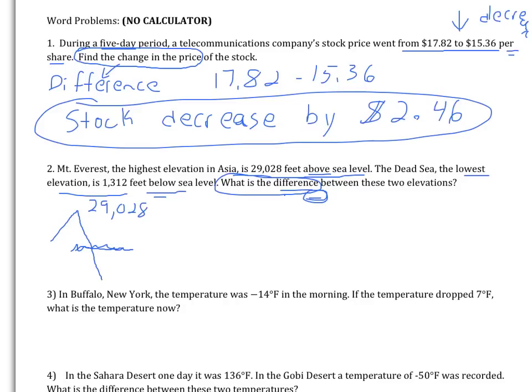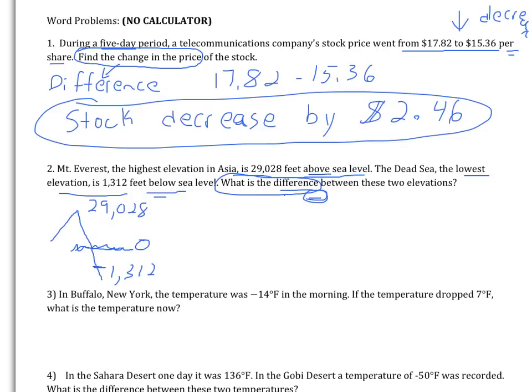Okay, if you didn't know this, sea level we think about as 0. That's what we measure everything from. Something's either above sea level or below sea level. Okay. Now the Dead Sea is actually below sea level, so that needs to come down here. Okay, 1,312. Now, if it's below, we should know that it's a negative. Negative shows that it's below.